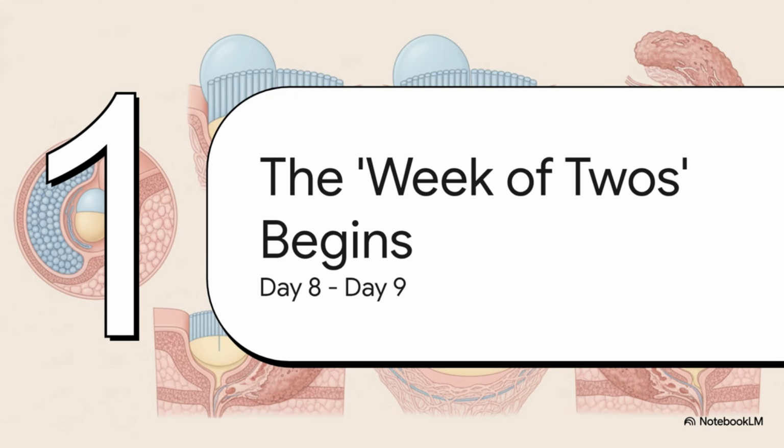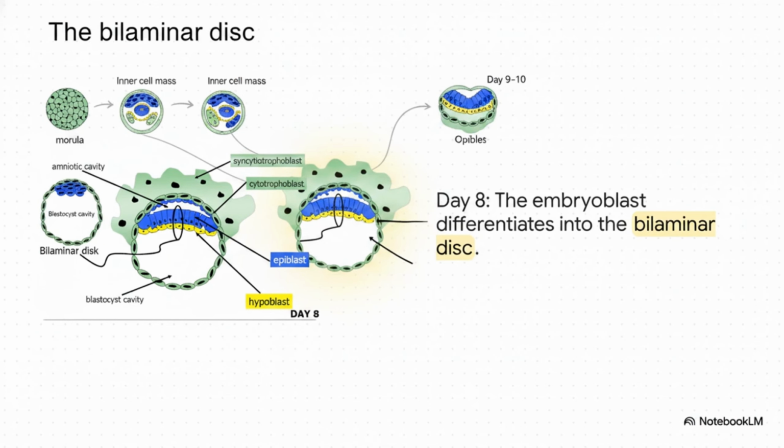The blastocyst has just finished implanting itself into the uterine wall. The welcome mat is out. Now the real work begins, organizing the embryo itself and everything it's going to need to survive. So, on day 8, our first set of 2s makes an appearance.